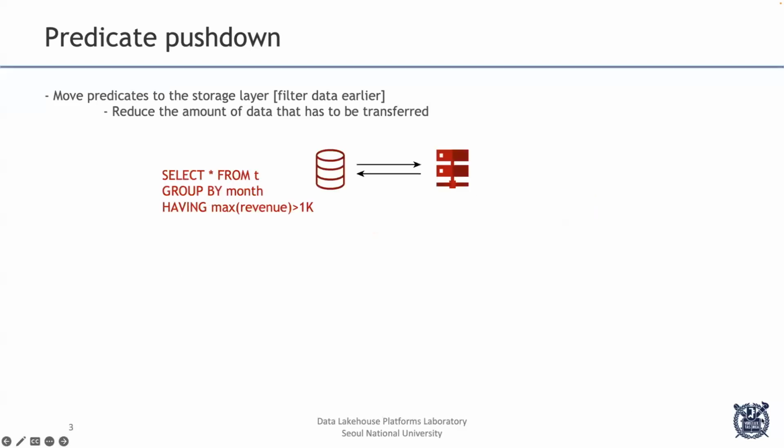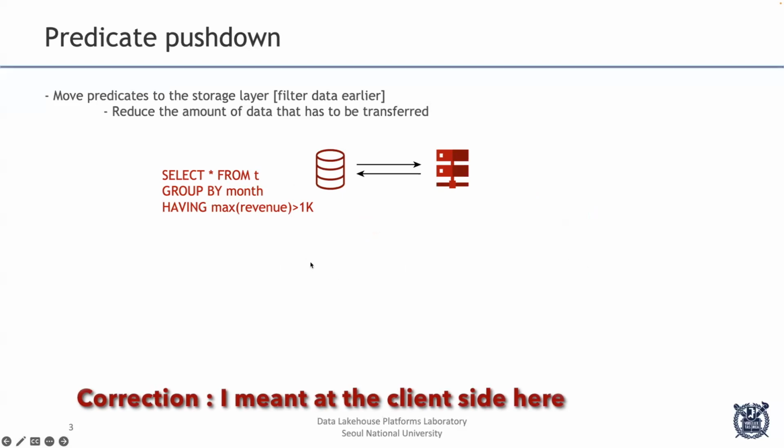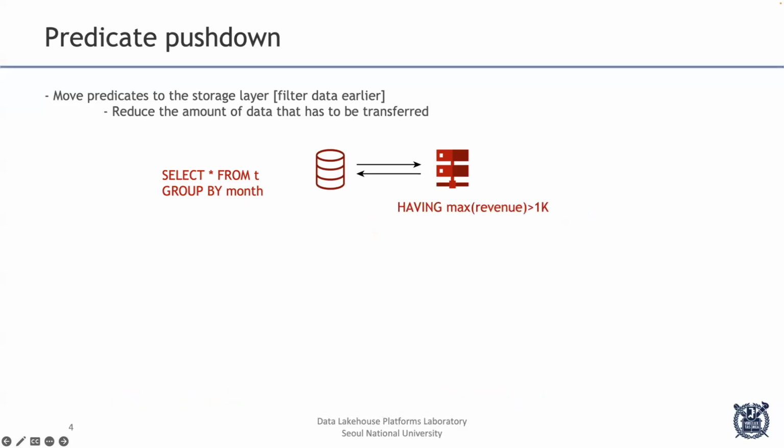Okay, so for example, here, we can either load the whole table T, where we select everything from T, group by month, having max revenue more than 1,000. So we can either load the whole table T and perform the group by and filter on max revenue at the server side, or we could push the filter on revenue through the group by and process it in the storage, or in the server, let's say. If we do that, we load a subset of T to the client. So when we move this to the storage, it results in less data to be processed.